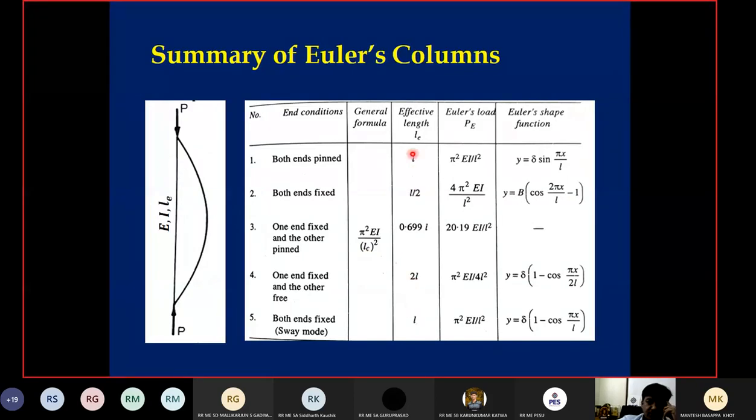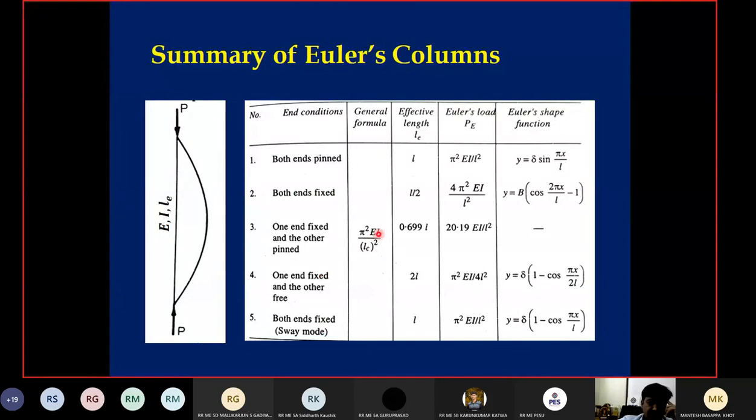Now, most of the textbooks would have done this for the pin-pin condition, and you know that you have certain parameters that you multiply here to get the buckling equation. And this buckling load, most of the time for various other conditions, is expressed as a multiple of the both-ends-pinned condition. That means you have this particular equation when both ends are pinned, and for the other conditions there is going to be a multiplier. So you just have to multiply with certain factors to get it.